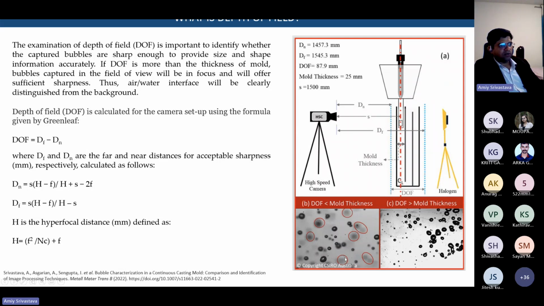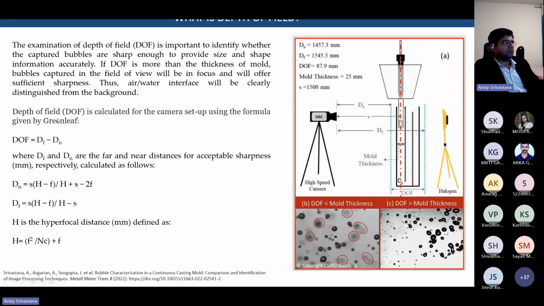What is happening here is that the foreground is becoming equivalent to the background, and image processing techniques are not able to distinguish between foreground and background. We are not able to see anything. Why did it happen? Because their depth of field was lower than the mold thickness. This is our mold thickness, for example. Depth of field should be higher than the mold thickness, and only then can we see a clear quality image.